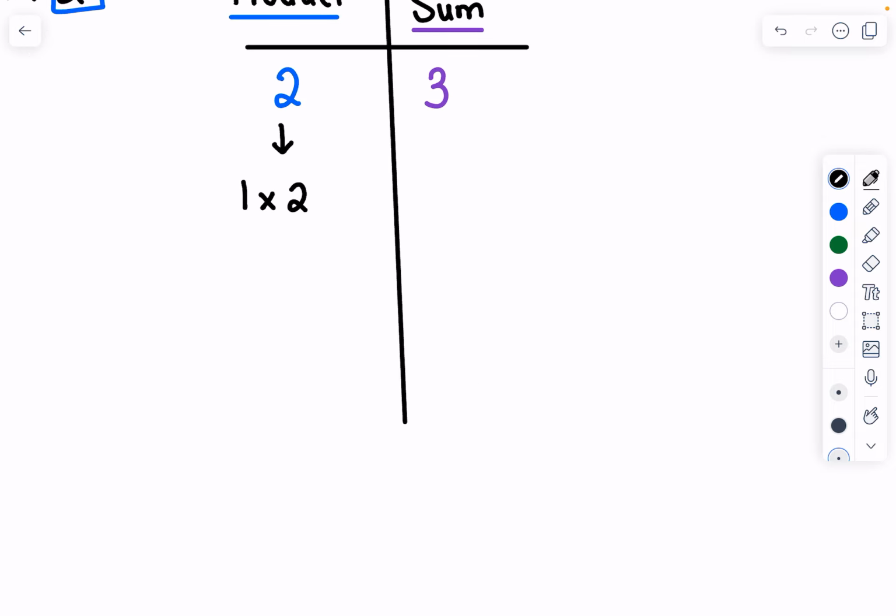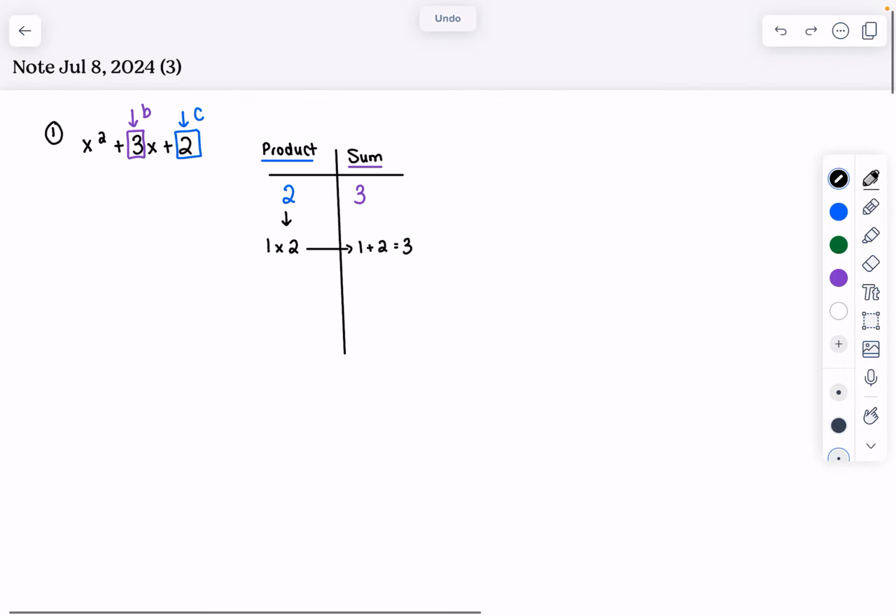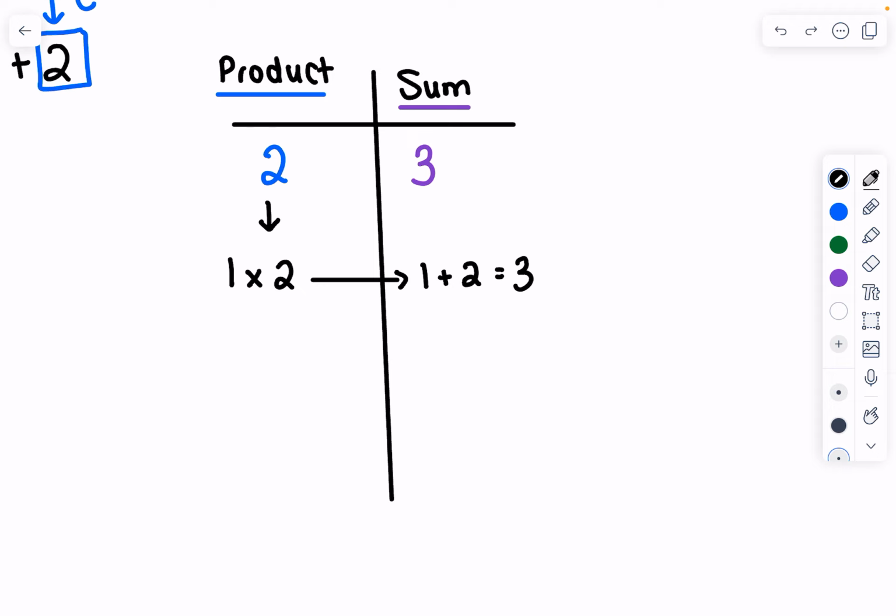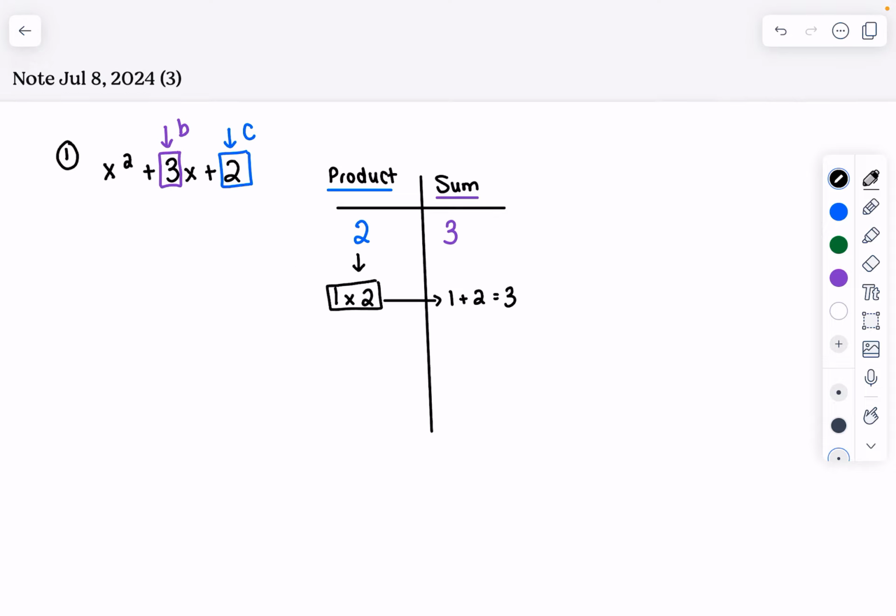We then move to the right-hand side to our sum, and typically we will check all of our answers, but because we only have one option, we know it's got to be 1 plus 2 is equal to 3. Okay, we got lucky because there's only one option. So, our factors itself are 1 and 2. Okay, sometimes I tend to box them just to indicate that it worked for both the product and the sum.